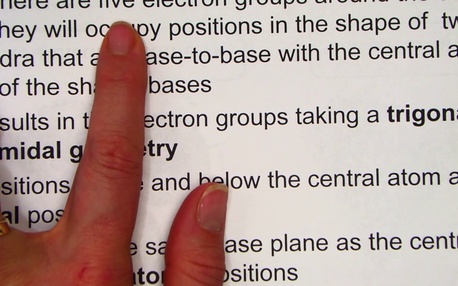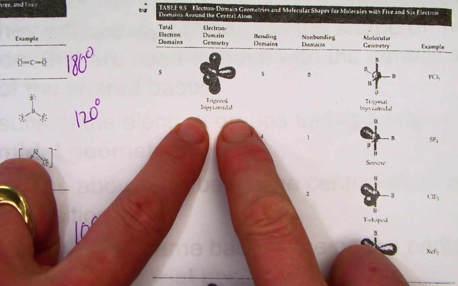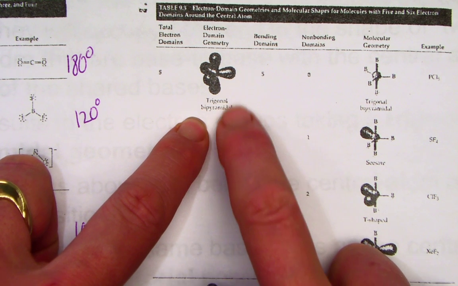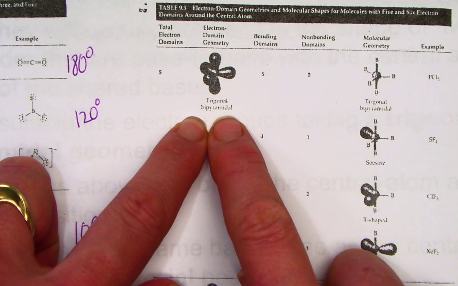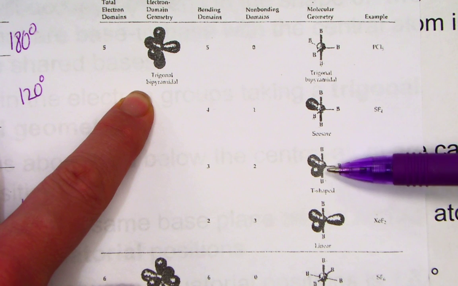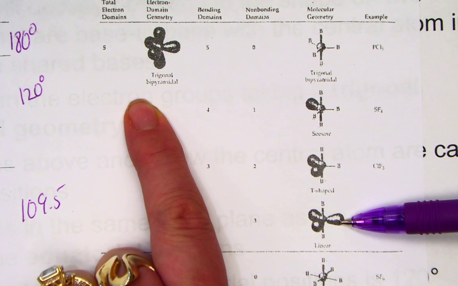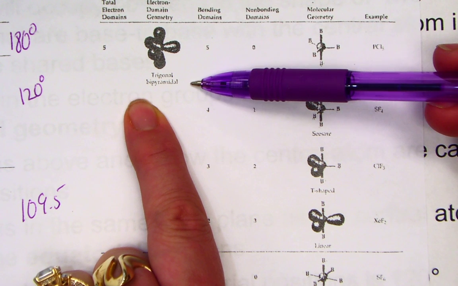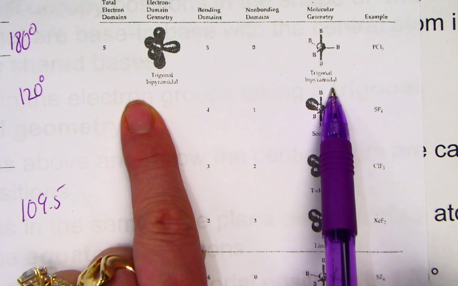When there are 5 electron groups, again going back to the handout, we have trigonal bipyramidal. 5 electron domains, trigonal bipyramidal becomes the shape. Notice on our handout that there are 1, 2, 3, 4 possible molecular geometries within the electron domain called trigonal bipyramidal. If all 5 are bonded, it's known as trigonal bipyramidal.